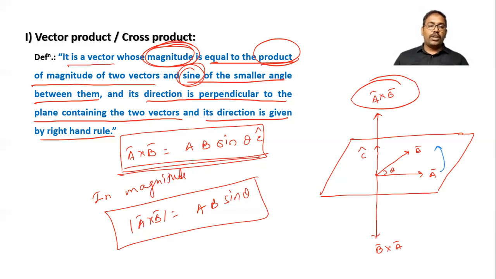I hope everyone understood what a vector product is. You have to write this equation in words. Vector product of two vectors is a vector whose magnitude is the product of magnitudes of the two vectors and the sine of the smallest angle between the vectors, and direction is given by the right hand rule. That's it.